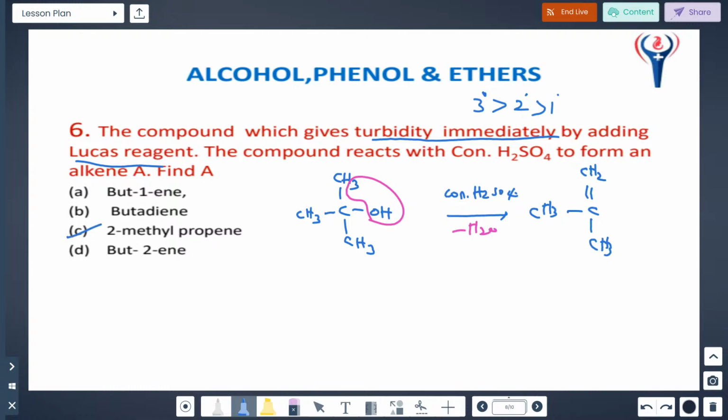Option C is the correct one. Understood? Simple. Turbidity given immediately, you must know it is a tertiary alcohol. Otherwise, very tough. Understood? Right. Next one.